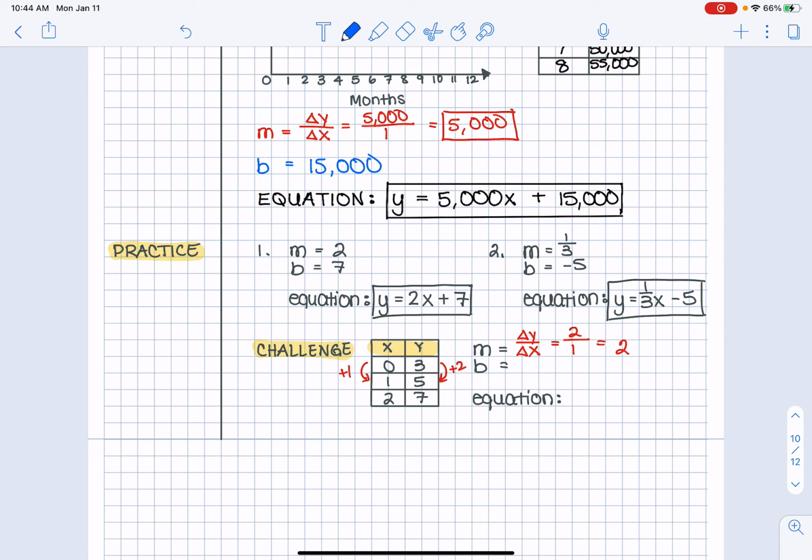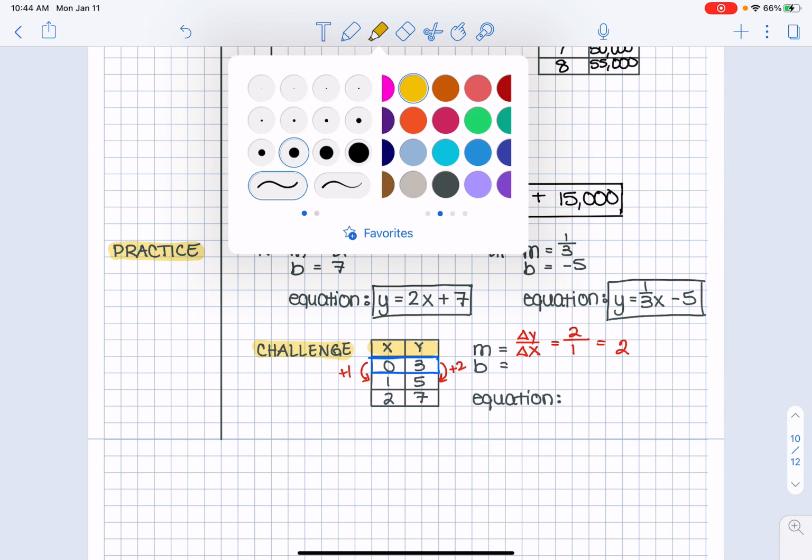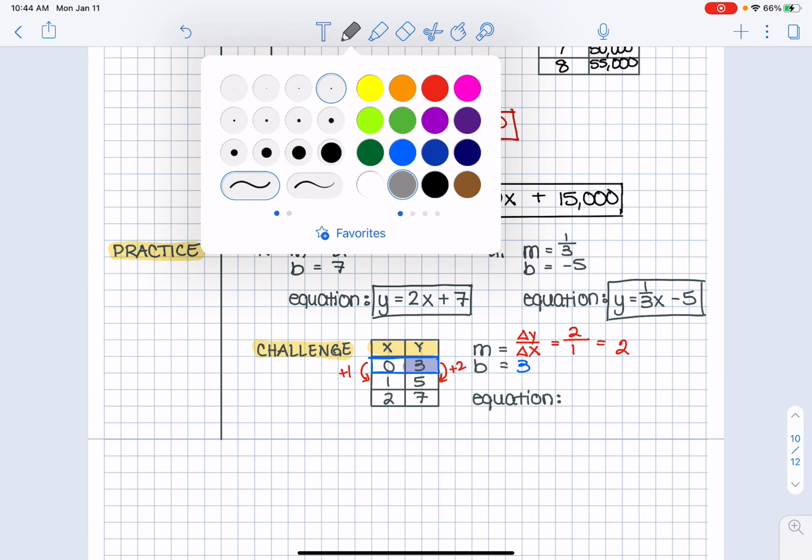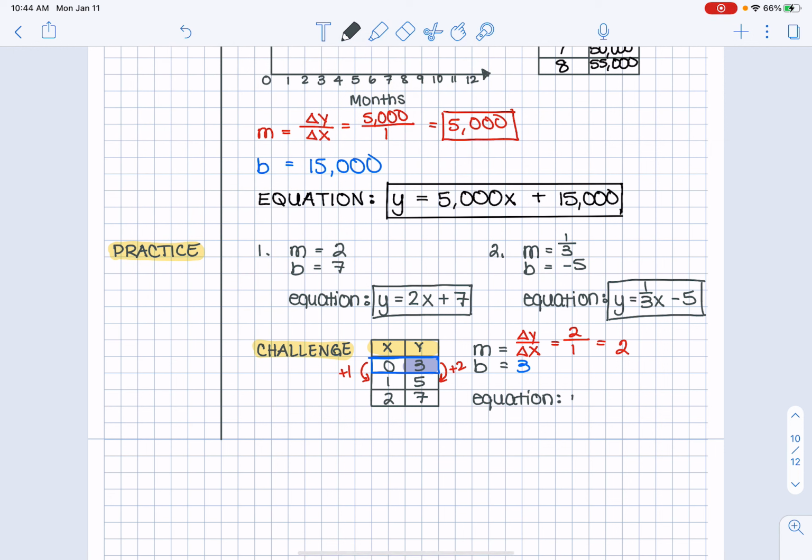My y-intercept is my starting point. So in my table, I can see that my starting point is right here. So when x is 0, the value of my y is 3. So that's going to be my starting point, my y-intercept. So when you guys write your actual equations, it should be y equals m, which is 2, x plus b. And that should be your answer.